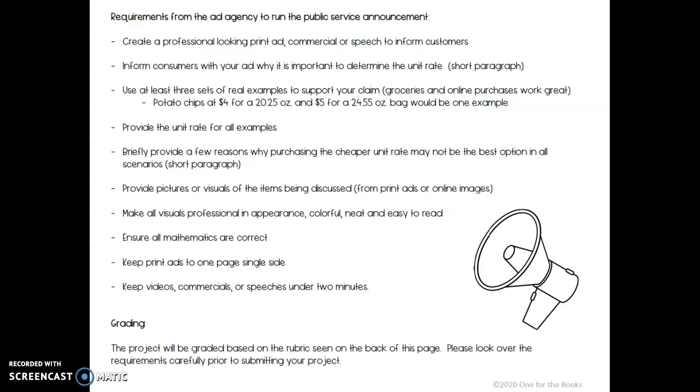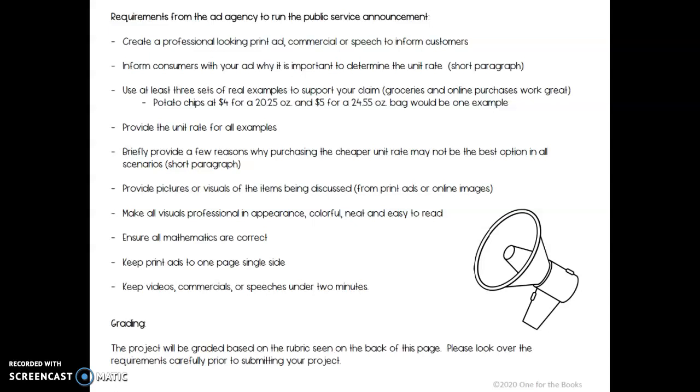I'll show you. But an example would be potato chips at $4 for a 20 1/4 ounce bag and $5 for a 24 5/55 ounce bag would be one example. You're going to need 2 of them, okay? You'll need 2 items for one example, and for a total of 3 examples, which is 6 items. I'll show you an example in just a second. Provide the unit rate for all examples.